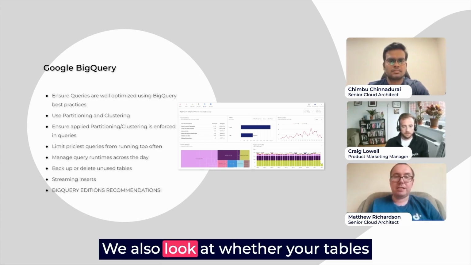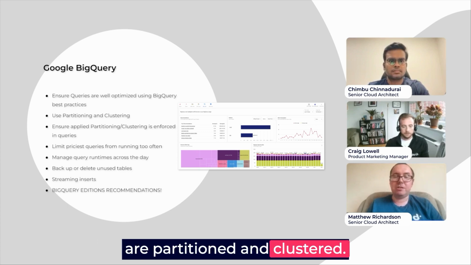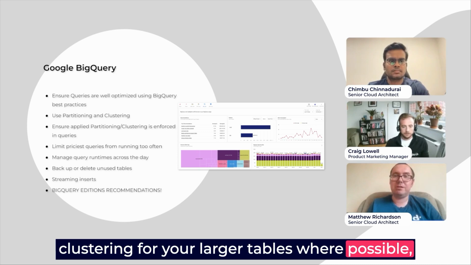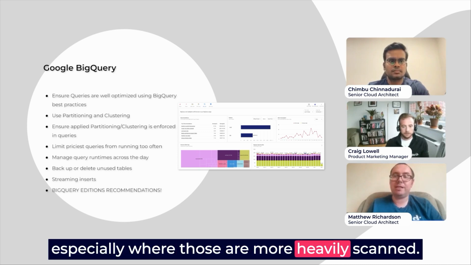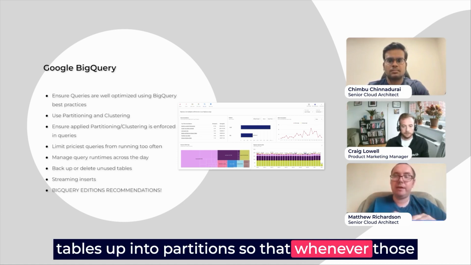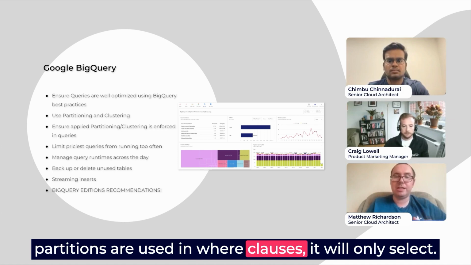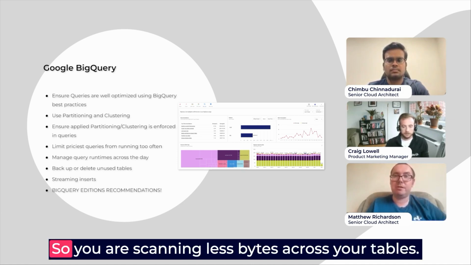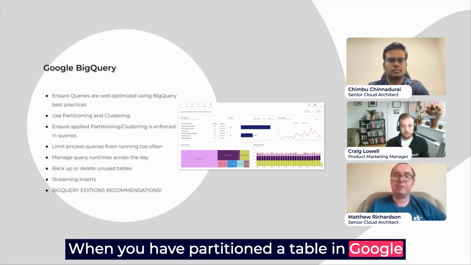We also look at whether your tables are partitioned and clustered. So we recommend using partitioning and clustering for your larger tables where possible, especially where those are more heavily scanned. Partitioning in Google BigQuery splits your tables up into partitions so that whenever those partitions are used in where clauses, it will only select the partitions it needs to run the query. So you are scanning fewer bytes across your tables when you have partitioned a table in Google BigQuery.